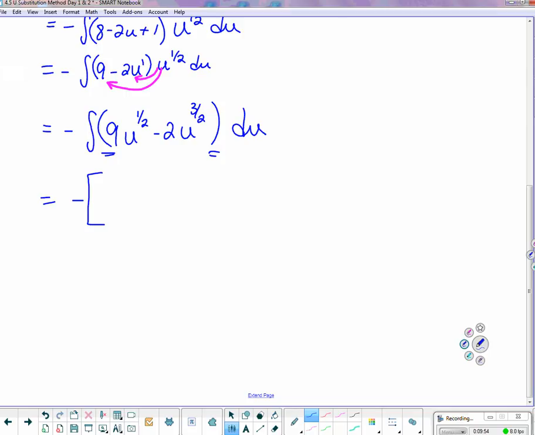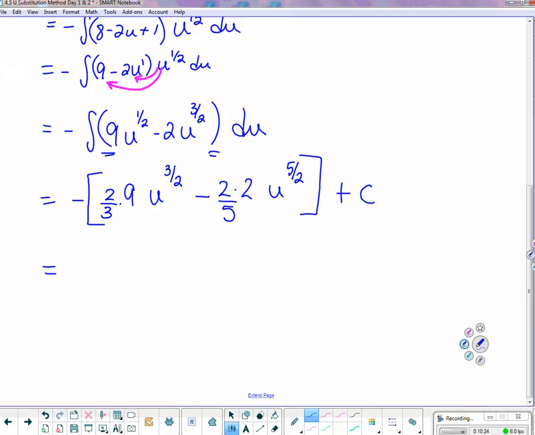All right, 9u to the 1/2. U becomes power of 3/2 because we add 1 to it. We divide by 3/2. That's like multiplying by 2/3. Minus 2 u to the, let me give myself a little room, u to the 5/2, add that power, divide by 5/2, that's like multiplying by 2/5. And then we'll pick up our c because we're on an indefinite integral.